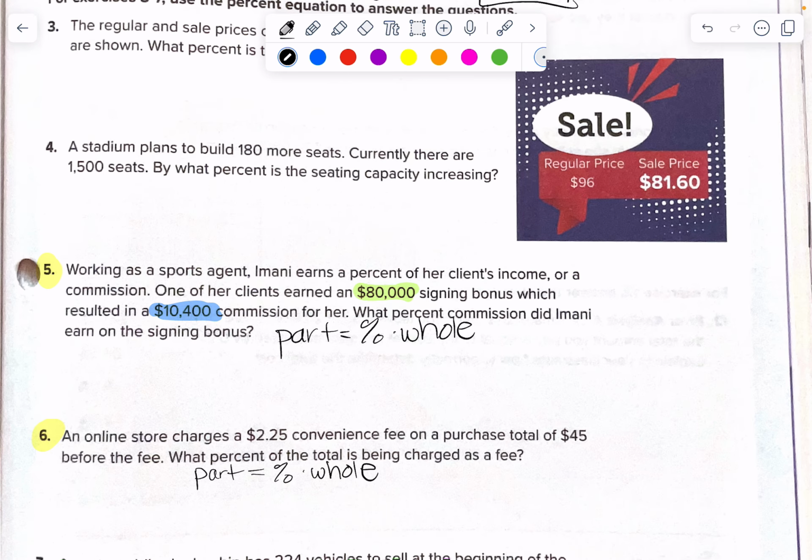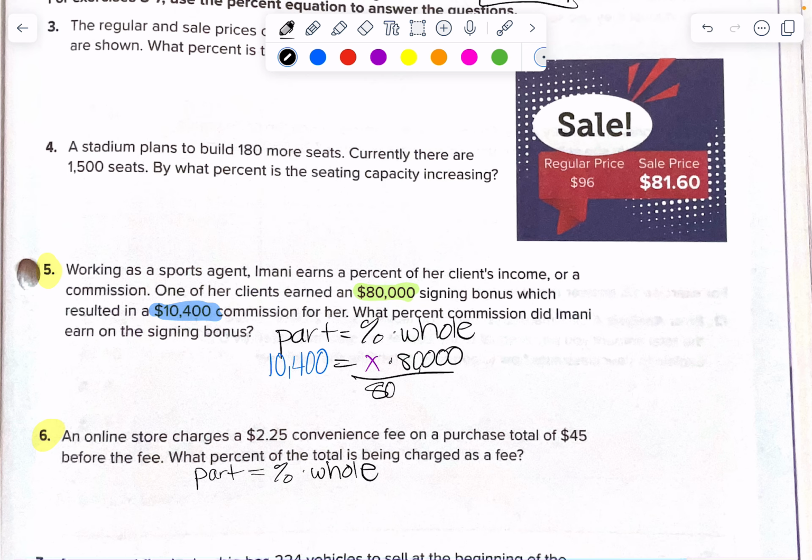All right, we're going to skip down to number 5 and read number 5. So the first step to a word problem is to read it. Working as a sports agent, Imani earns a percent of her client's income, or a commission. Some jobs you earn a percentage of what you sell. One of her clients earned an $80,000 signing bonus, which resulted in a $10,400 commission for her. What percent commission did Imani earn on the signing bonus? So the part here is that 10,400. We know that's equal to some percent as a decimal times the whole, which is 80,000.